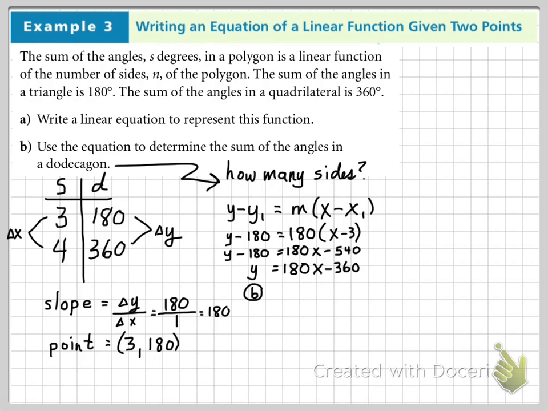Now, for part B, how many sides does a dodecagon have? Well, a dodecagon has 12 sides. So I'm going to substitute x with 12. That's going to leave me with 1800 degrees is the sum of the angles of a dodecagon.